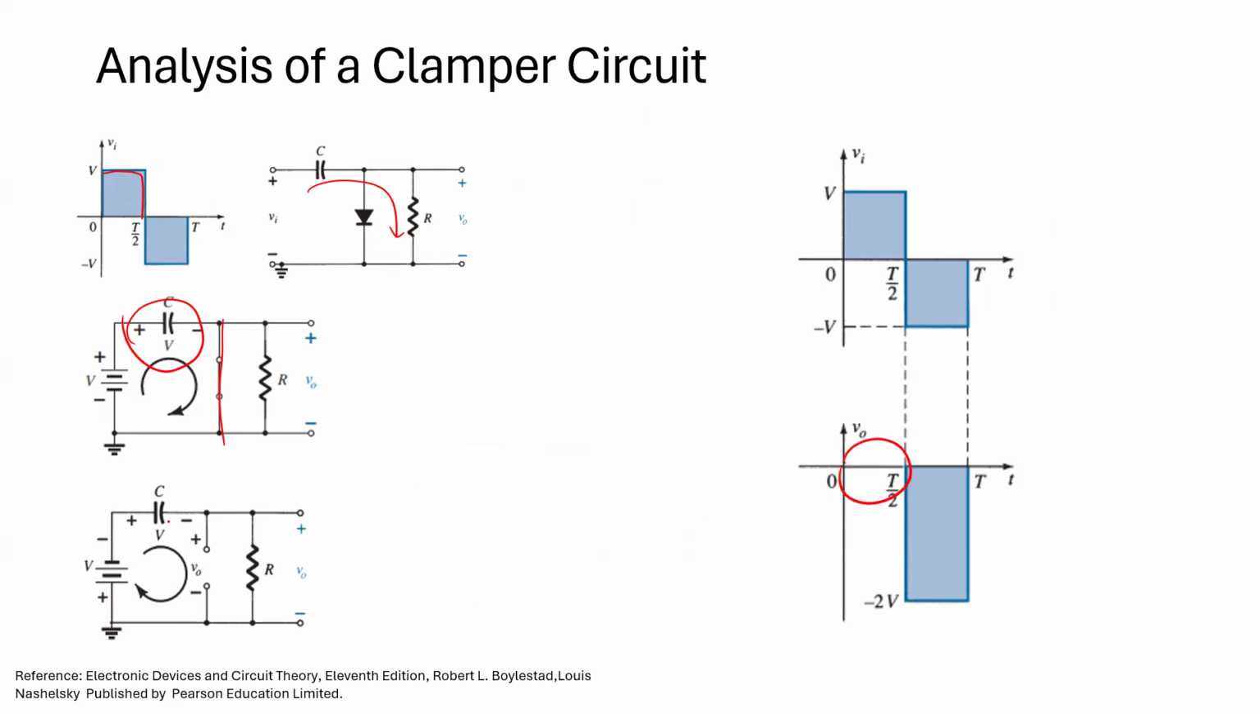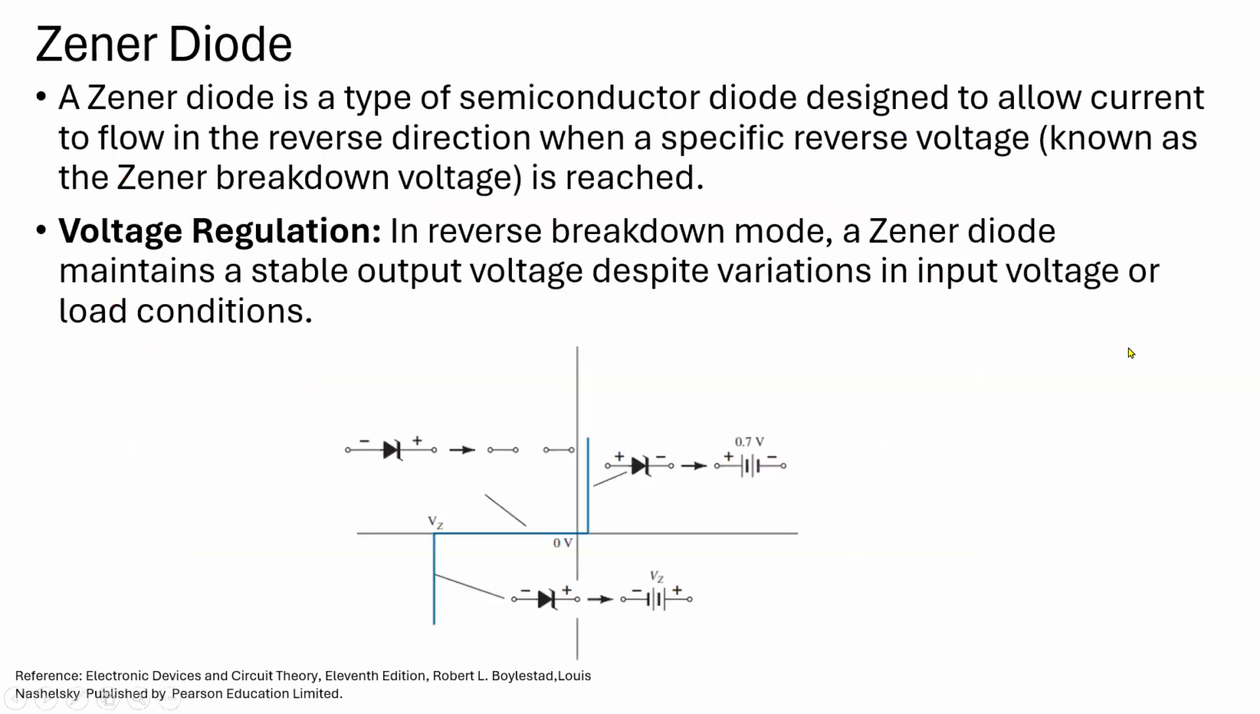And in the negative half cycle, we can see that the capacitor retains its charge of V, and applying simple Kirchhoff's voltage law, we will see that the output voltage is minus 2V. So we can say that the output swing for both the input and output is equal to 2V. Here it is also 2V. Here we can also see that the output swing is 2V. The DC level is just shifted.